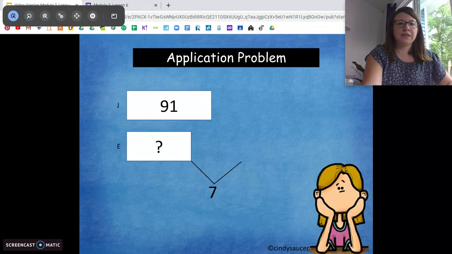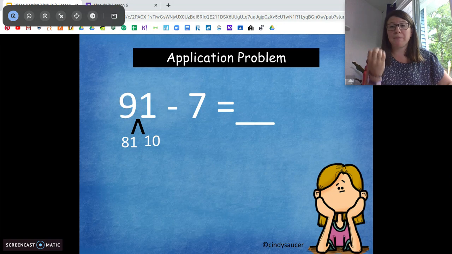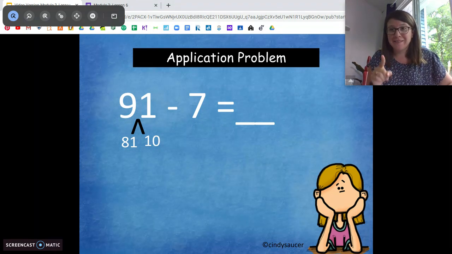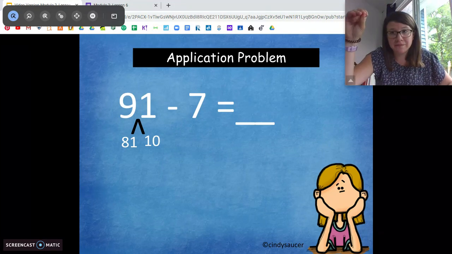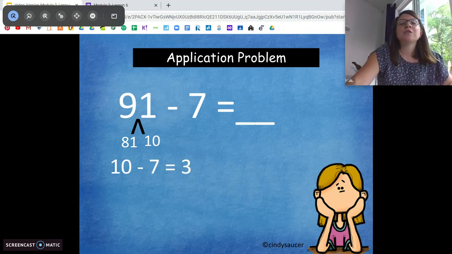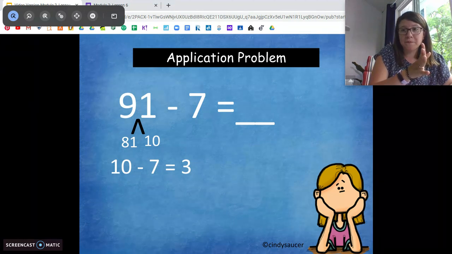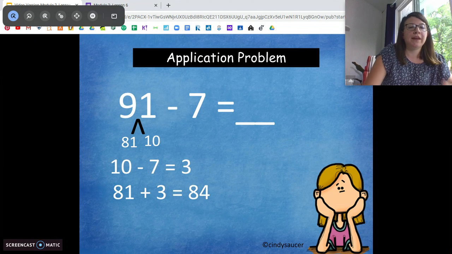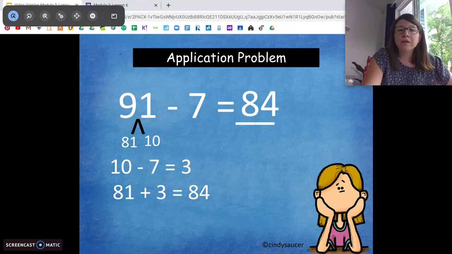Ready? Okay, let's go through it together. So they set up their tape diagram just like we did. 91 minus 7. We're going to take the 10 out of 91 because we know how to subtract from 10. Super easy for us. We're going to do 10 minus 7. 10 minus 7 is, you know that, 3. Awesome. So then we're going to take that extra part of the 91 that we broke down, which is what? 81, good, and we're going to add it to our 3. 81 plus 3, 81, 82, 83, 84. Woo. So our answer is 84.